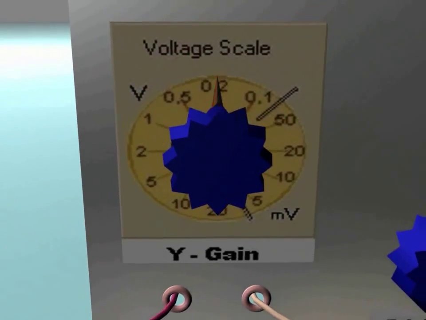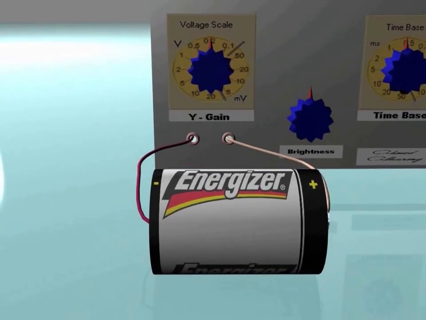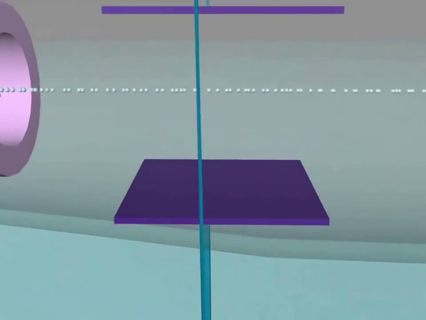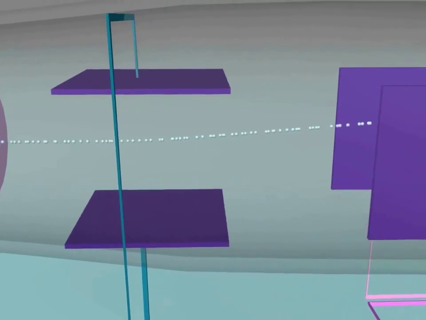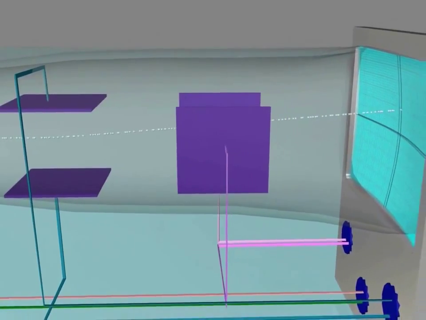Also, they are connected to a button to control the amount of deflection by the Y plates. This button is named Y gain, or sometimes the voltage scale. As a simple example to understand the function of the Y plates, let's connect a DC battery to the Y input. This will apply a voltage on the two plates, so the upper will be positive and the lower is negative. This causes the deflection of the beam of the negatively charged electrons upwards, repelled from the negative plate and attracted to the positive plate.